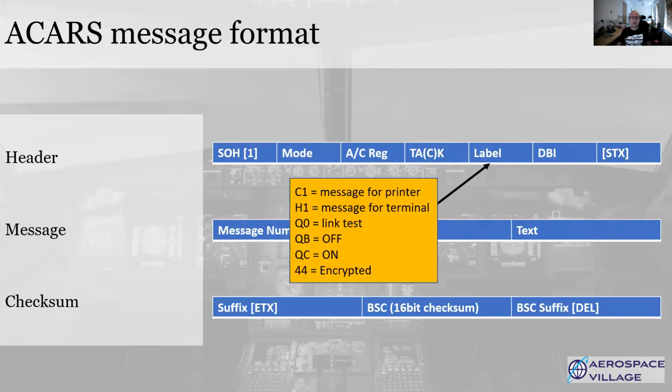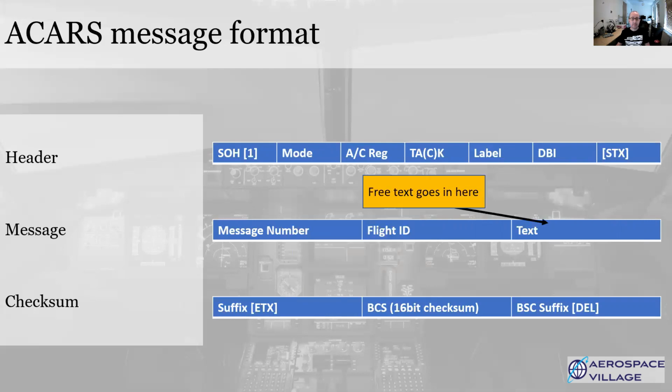In the header, there is a 2-character label field which indicates the type of data that the whole message contains. There's no specific standard, but there are some common ones, like C1, which is a message for the onboard printer. And indeed, some airlines will use different labels to indicate the same types of data. The bulk of the transmission is taken up by the message text itself, up to a maximum of 220 characters.